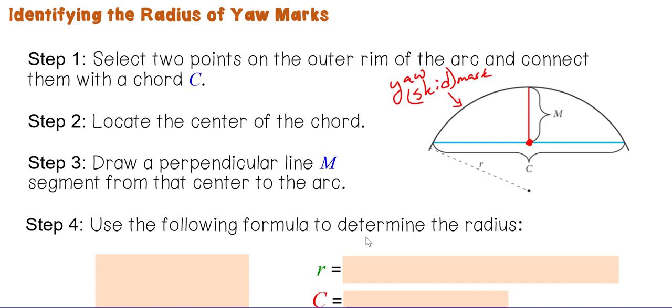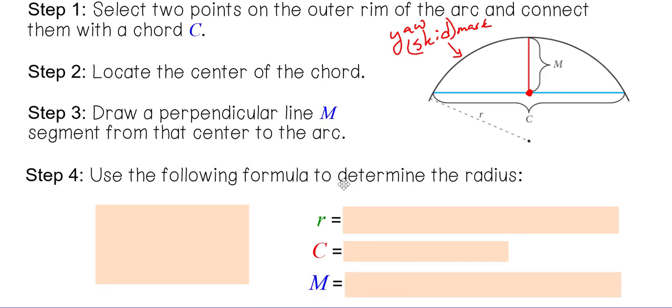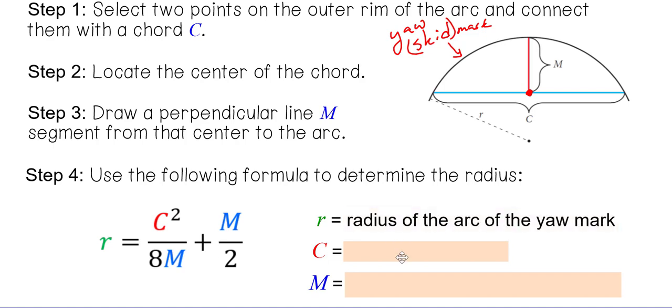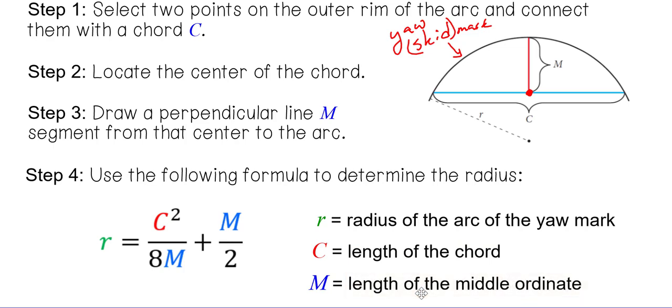Use the following formula to determine the radius. Okay, you're going to use R equals C squared divided by 8M plus M divided by 2. So R is going to be your radius, C is going to be the length of the chord, and M is going to be the length of the middle ordinate. So this would be the perp, M is the perpendicular line that connects the chord to the edge. Okay, so let's look at this in an example.